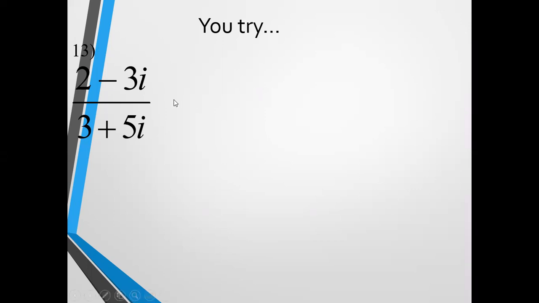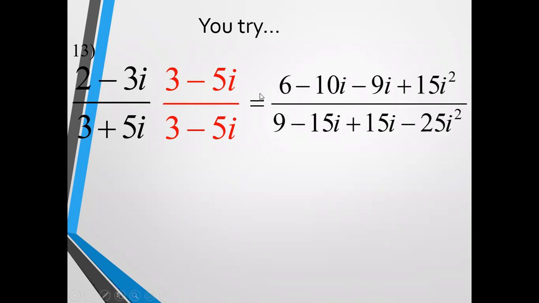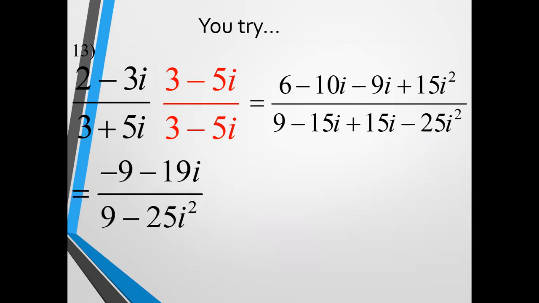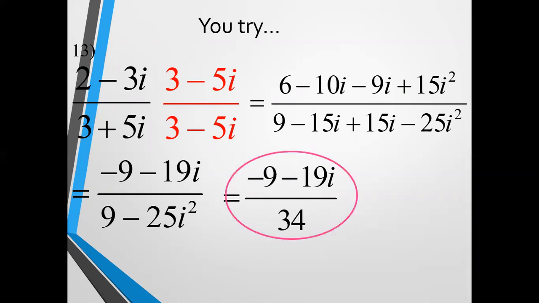What's the conjugate? The conjugate is obviously 3 minus 5i. So the next thing is to expand. If you expand, you are going to get this expression: 6 minus 10i minus 9i plus 15i squared over 9 minus 15i plus 15i minus 25i squared. If you simplify further, you are going to get this. And you are going to get the final answer as minus 9 minus 19i divided by 34.